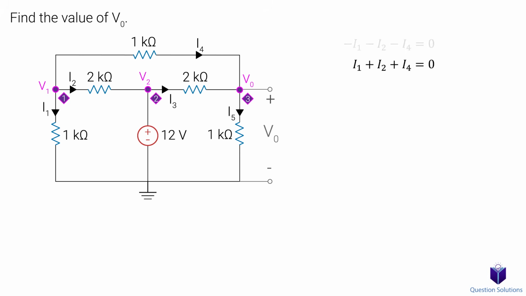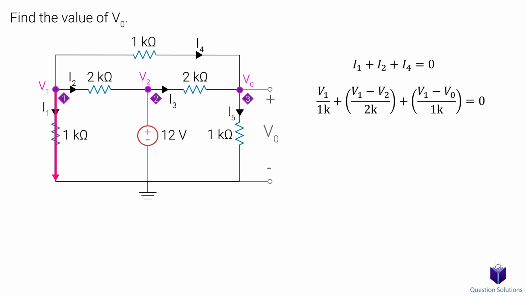Now we can write our currents in terms of our nodal voltages and resistances. So I1 is V1 over the 1K ohm resistor. I2 is leaving node 1 and going towards node 2, so V1 is at a higher potential. That means our voltage would be V1 minus V2 over the 2K ohm resistor.